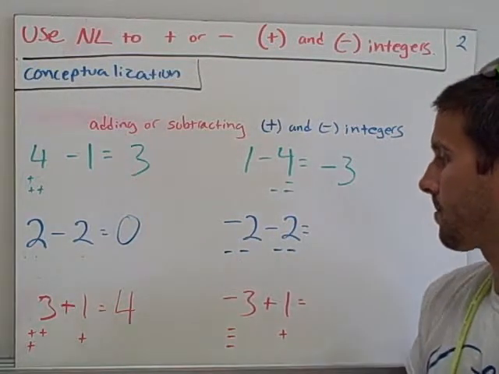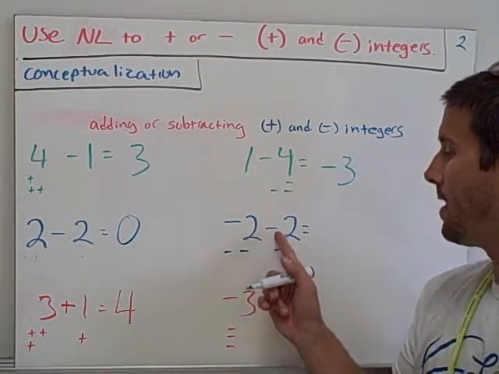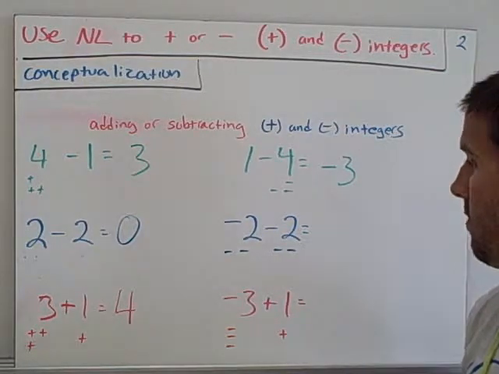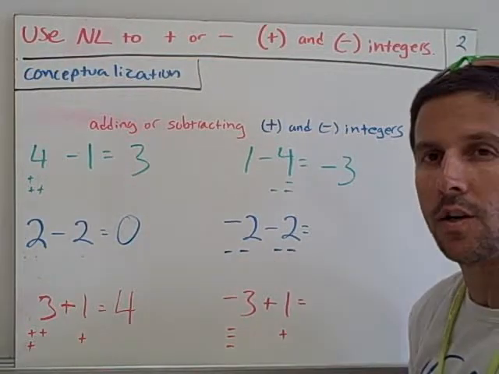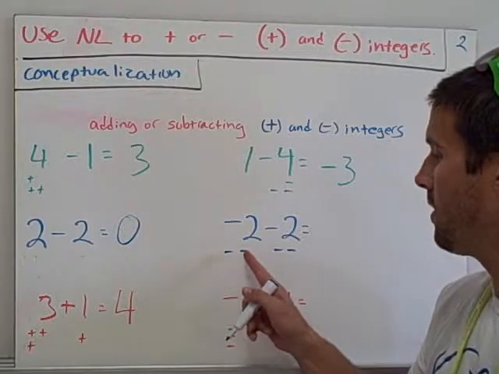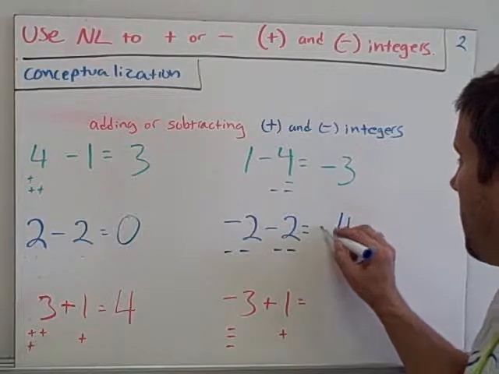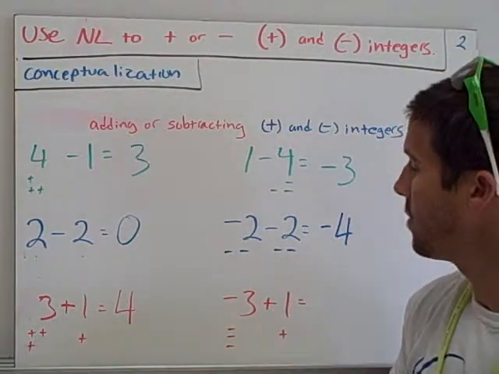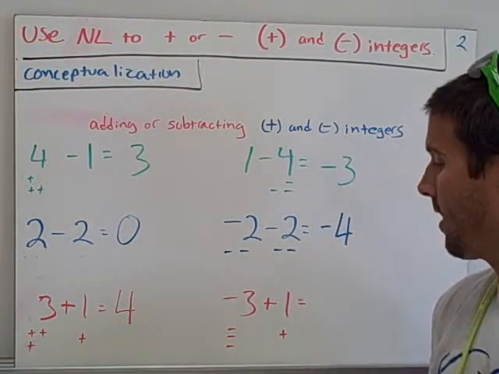Let's try this one. Here we have 2 negative signs minus 2. Well, they're the same signs, so they don't really get together and run off. It's just like adding. We're going to have 1, 2, 3, 4 negative signs. Or we would say a -2 minus a 2 equals -4. All right, let's try the last one.